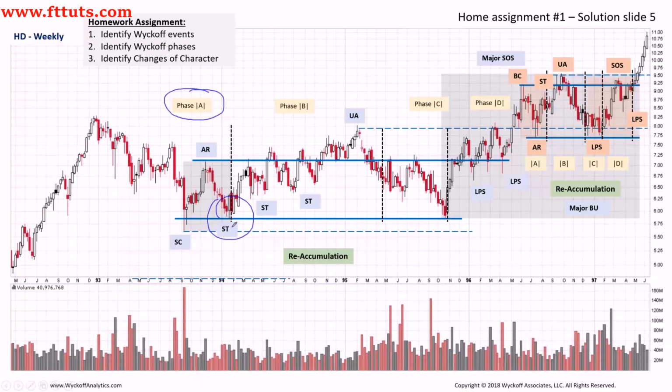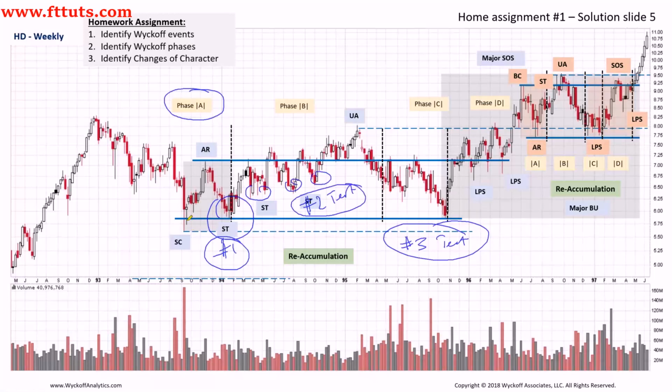A is test number, I'm assuming test number 1, Ronnie, right? Test number 1. And then phase C is test number 3. Then where is our test number 2? Well, all of those tests right here in phase B, those are number 2 tests. So again, think in terms of the texture, right?